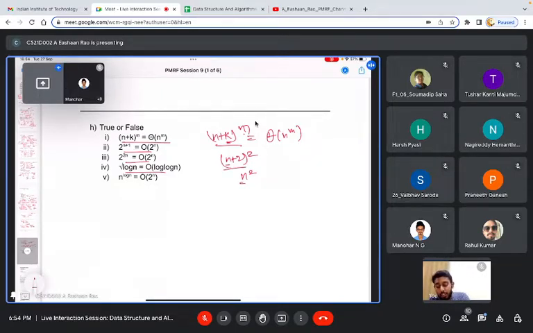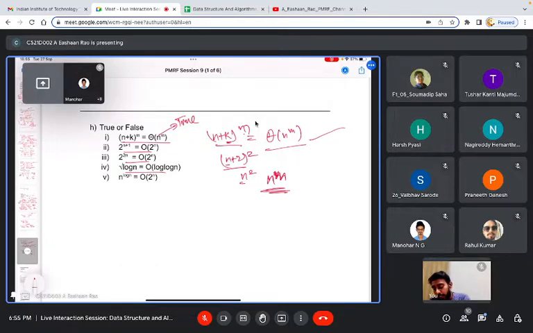Similarly, for n plus k raised to m, the highest term when you expand it will always be n raised to m. So when you try to find the lower bound and upper bound for this case, you will have the intersection at n raised to m. That's why theta of n raised to m is correct. So for this case, we can say it is true. Given a function n plus k raised to m, its theta value we can find as n raised to m.